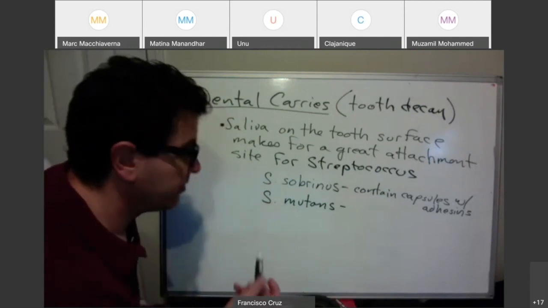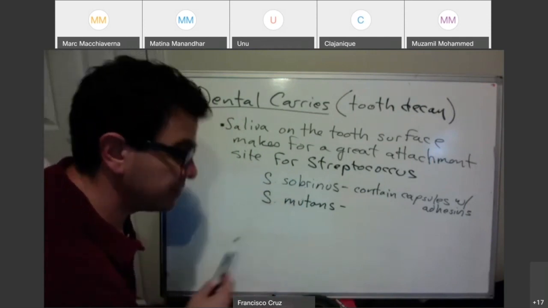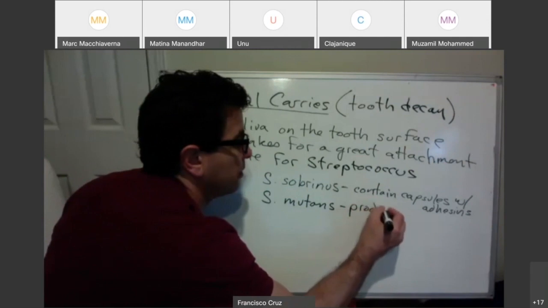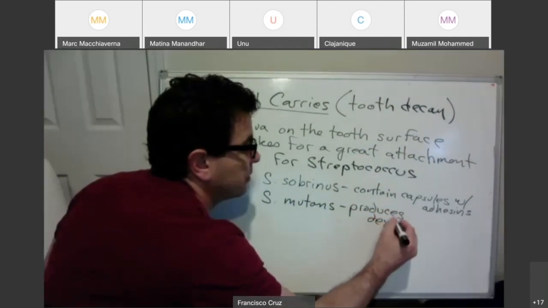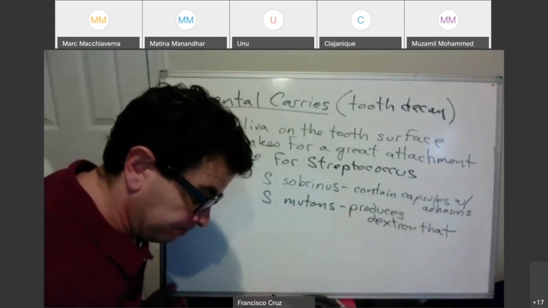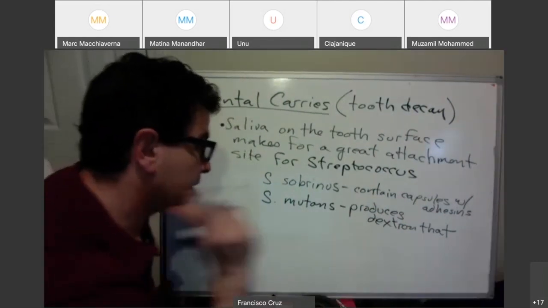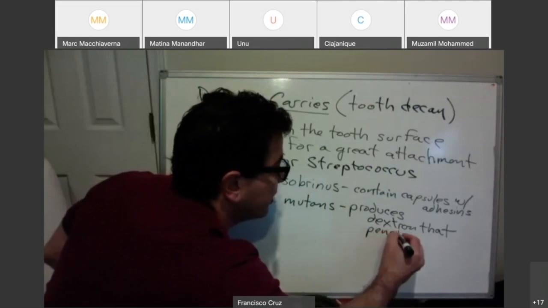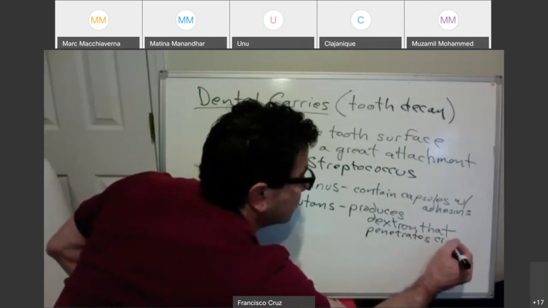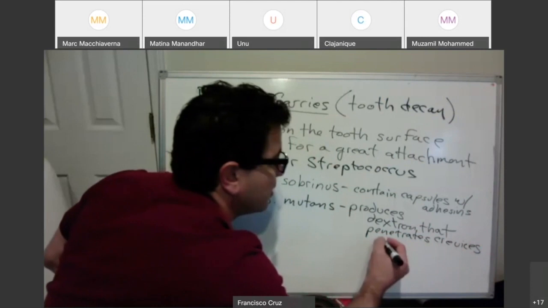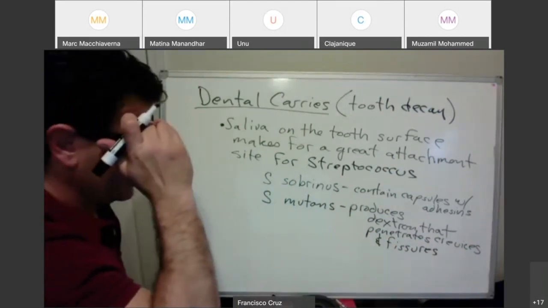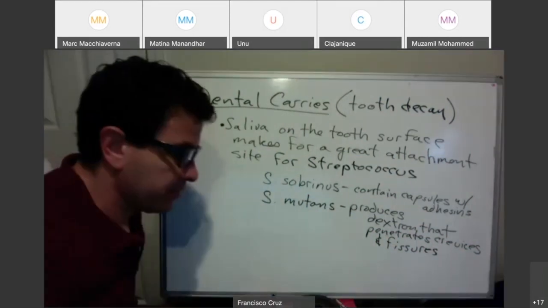These both are in the same biofilm, so whatever sobrinus is bound to, mutans is bound to, and mutans produces dextran, that penetrates crevices and fissures. So this is going to kind of go into all of those areas.